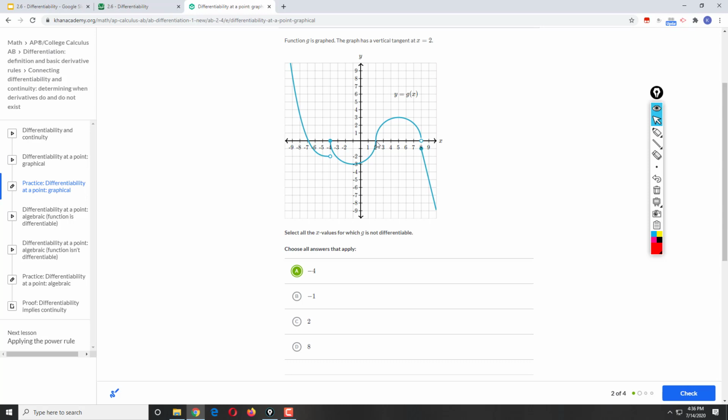C, x equals 2, well, that's actually a vertical asymptote. It's going straight up. The graph is going straight up at x equals 2. Because it's going straight up, that means that it's a vertical asymptote. It's not differentiable. Finally, at x equals 8, there's a jump. It's not continuous. Because it's not continuous, it's also not differentiable. So A, C, and D are not differentiable.